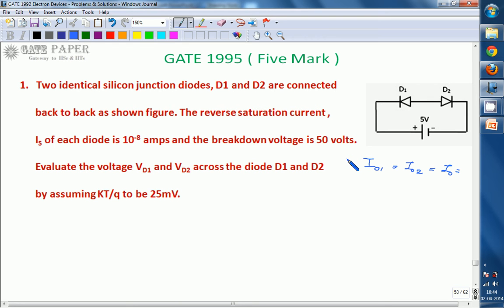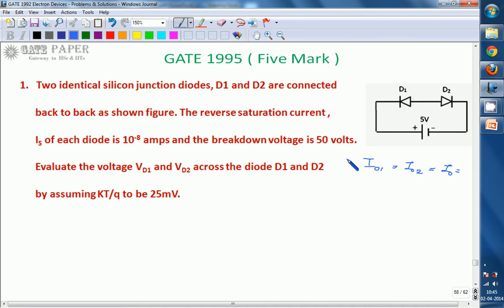Okay, and the breakdown voltage of each diode is 50 volts. If you apply 50 volts or more, at that time the diode breaks down and the circuit will not operate, no current flows. But what we are applying is only 5 volts, so no diode will break down. Now if you are applying 5 volts, how much is going to be taken by D1 and how much is taken by D2?